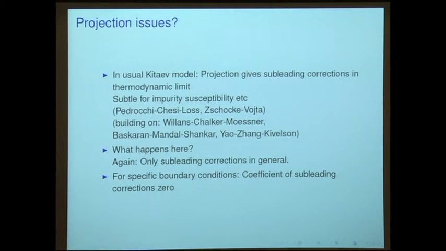And what we've been able to do, with some help from John Chalker and Roderich Moessner, is show that all those arguments go through in this case as well. It requires a little bit more work because the fermionization is different and the projection is different, but the same conclusion holds. Again, the projection only gives terms that vanish in the thermodynamic limit. And one crucial thing recently realized, thanks to the work of Matthias Vojta, is that for specific boundary conditions, even if you can't work out the coefficient of the correction in general, you can find boundary conditions where you know that the correction is zero.